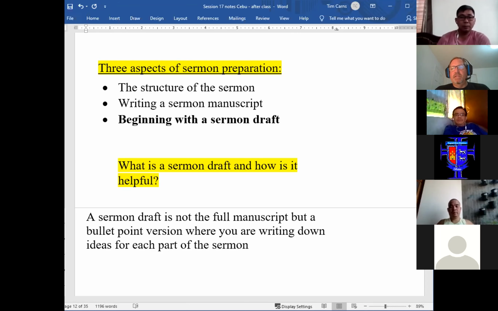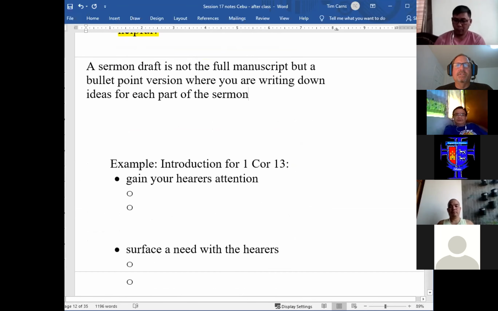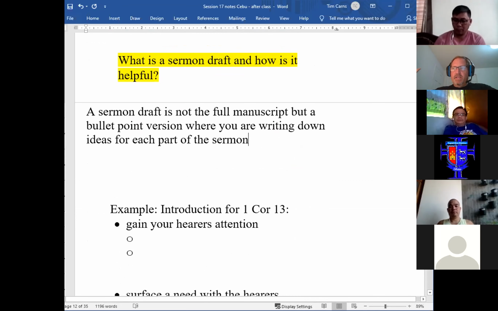For example, let's say that you were preaching from 1 Corinthians 13, right? Love is patient, love is kind, that passage on love. And we want to do an introduction. So let's say I've done all my study, I understand the context, I've done the diagramming, the word studies, all of that. I have the sermon concept and outline. So I'm ready to write the sermon.